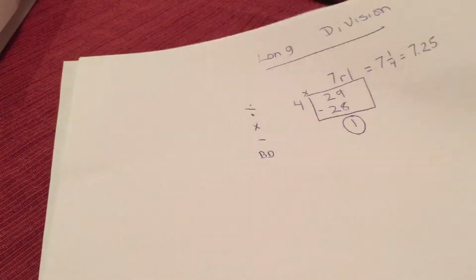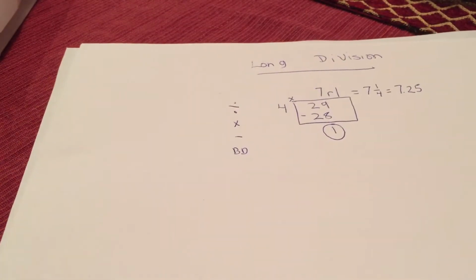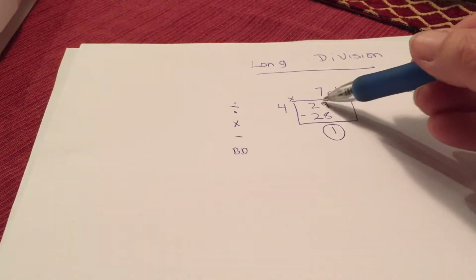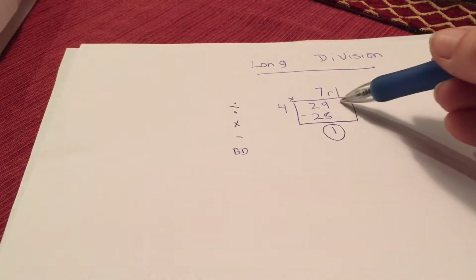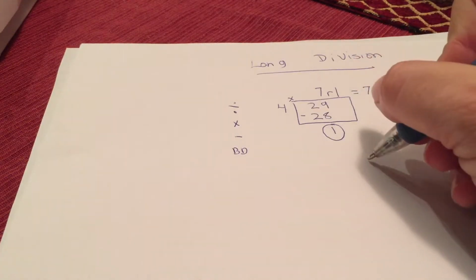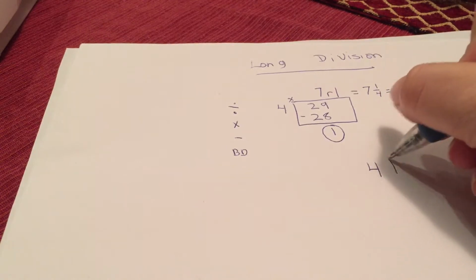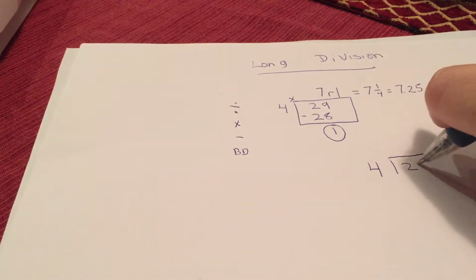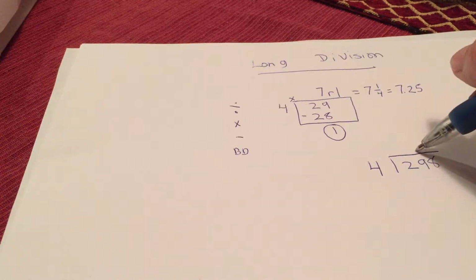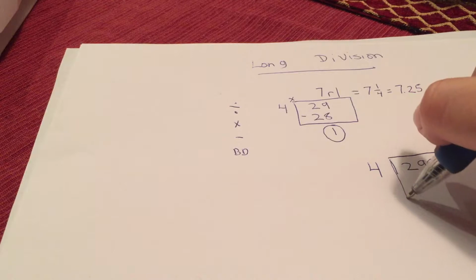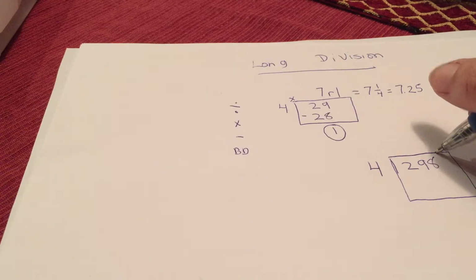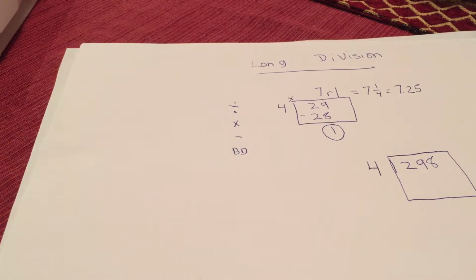Now, if we're getting to bigger numbers, it's the same method, and they should just know that as we're increasing numbers across here, these numbers at the top are increasing in place value. So if we're going to do, for example, 4 into 298, they should know the answer should be somewhere around 70. So the best way that we do this is we just draw the area box.